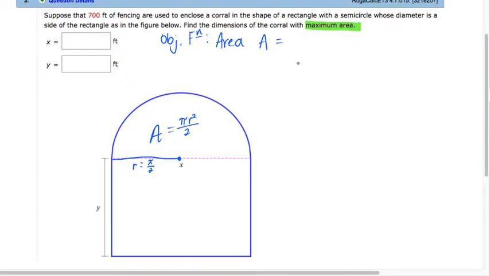Okay, so I'm going to write it out up here where I have more space. So the area of the semicircle is pi r squared over 2, but the radius is x over 2. So pi times x over 2 squared over 2. So that is the area of the semicircle. Okay, plus the area of the rectangle. That's much easier. Yeah, xy.